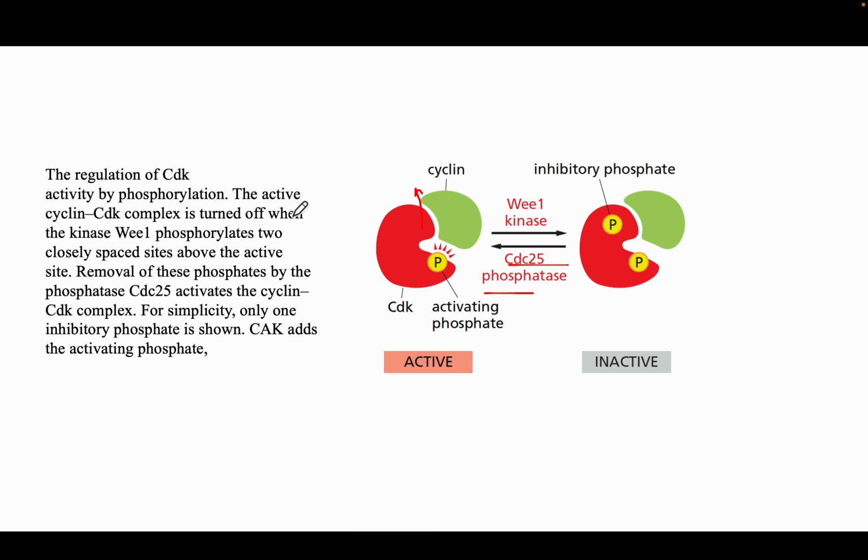So what is written here, you can see this active cyclin CDK complex is turned off when the kinase WEE1 phosphorylates two closely spaced sites of the active site, and removal of this phosphate, not this phosphate, this phosphate, by the phosphatase CDC25 activates the cyclin CDK complex again.